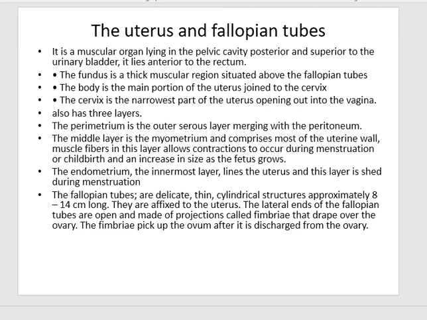The fallopian tubes are delicate, thin, cylindrical structures approximately 8 to 14 centimeters, about 10 centimeters. They are affixed to the uterus. The lateral end of the fallopian tube is open and forms projections called fimbriae that drape over the ovary. The fimbriae pick up the ovum after its discharge from the ovary.